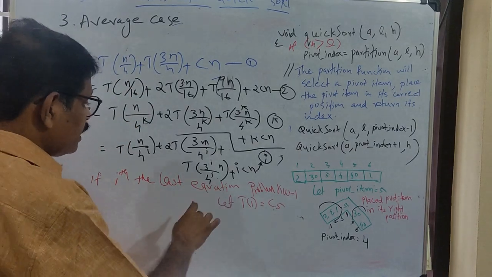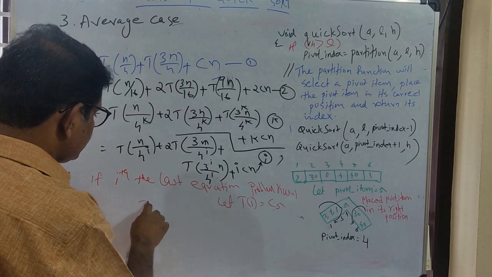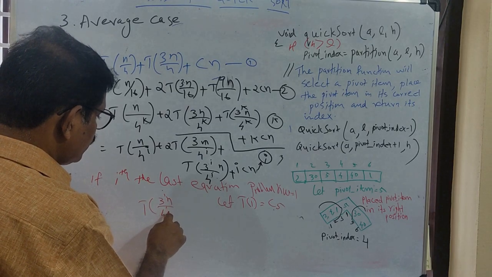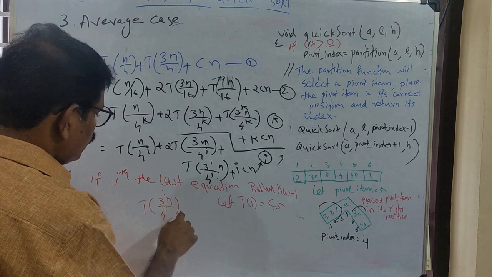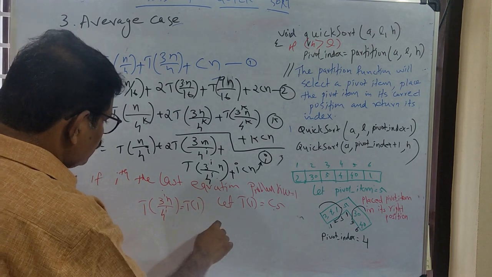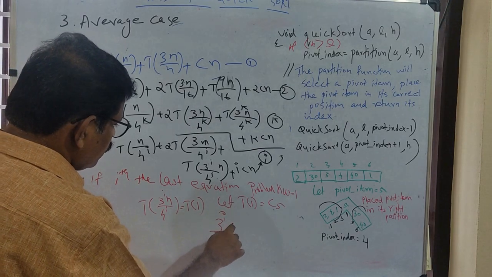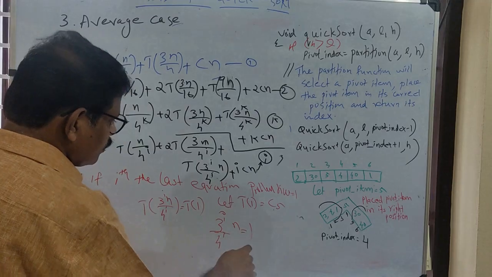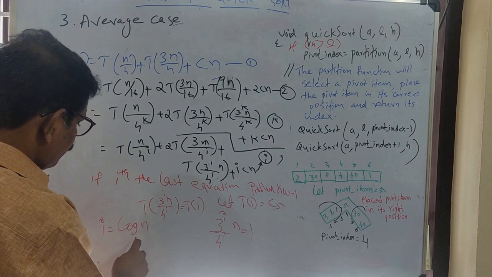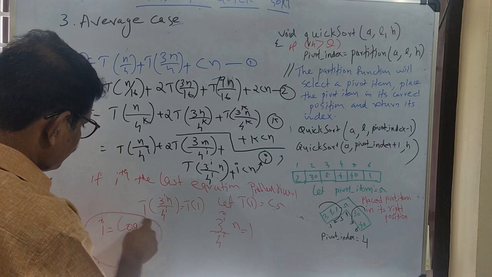If I use the last equation, we focus on the dominating term, T(3^i n/4^i). This will be equal to T(1), so 3^i/4^i times n equals 1, and i will be equal to log n base 4/3. This will be your i.